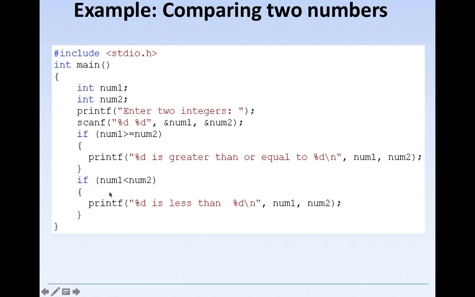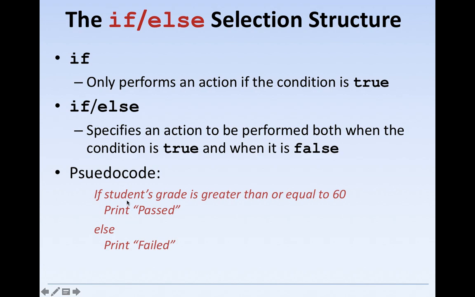One of them is going to be true. A number cannot be true in both of these, right? These two numbers. One of them is going to be true. Because I have if, I also have if else.